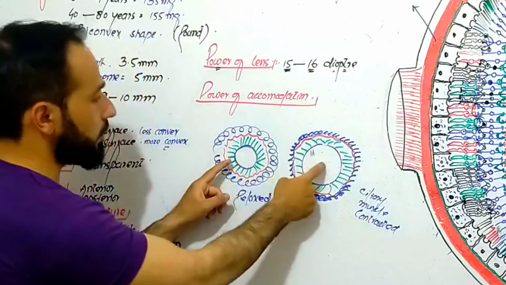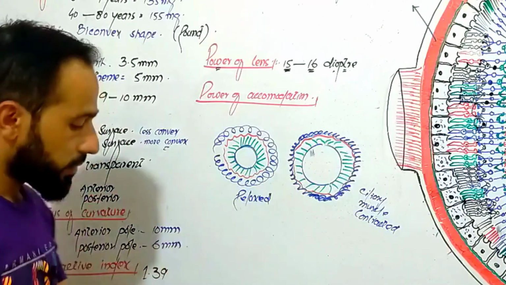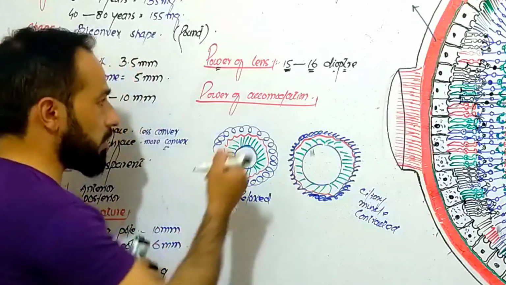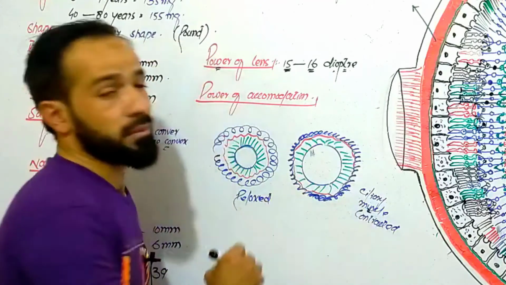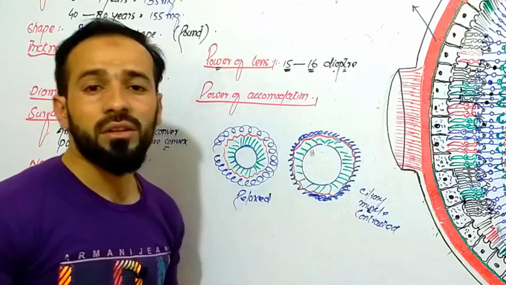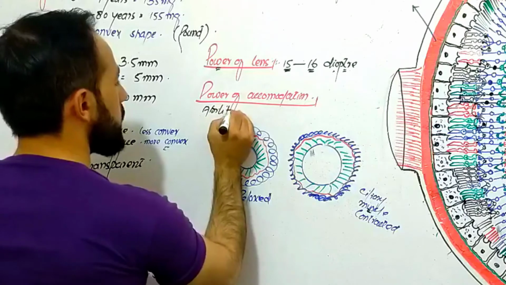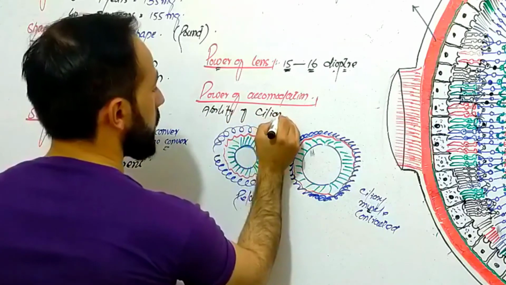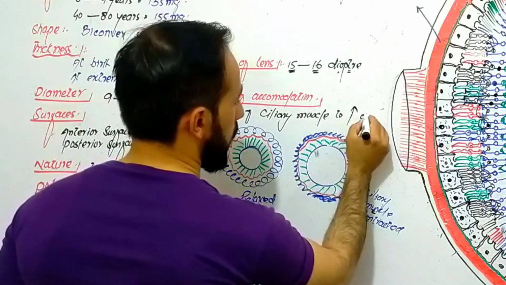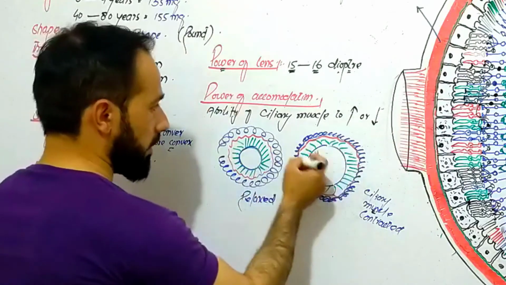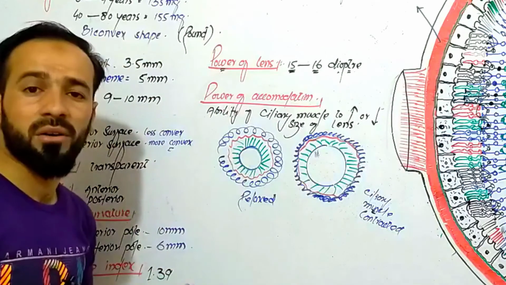So what is this power? This is called the power of accommodation. So how can we define it? It is the ability of your ciliary muscles to increase or decrease the size of your lens, right? This is called the power of accommodation.